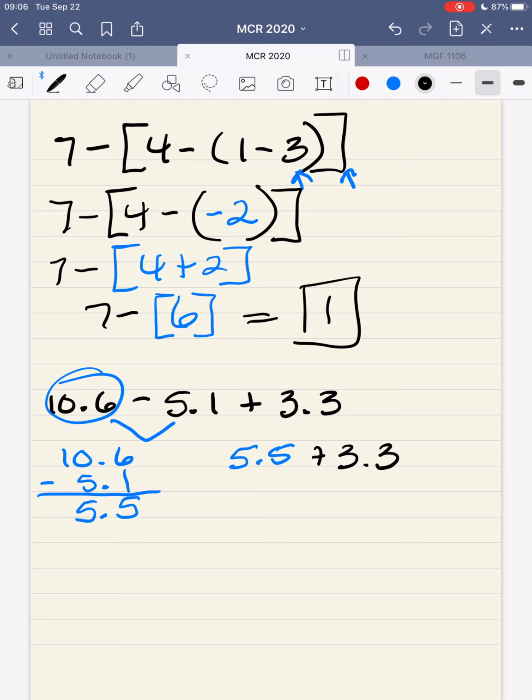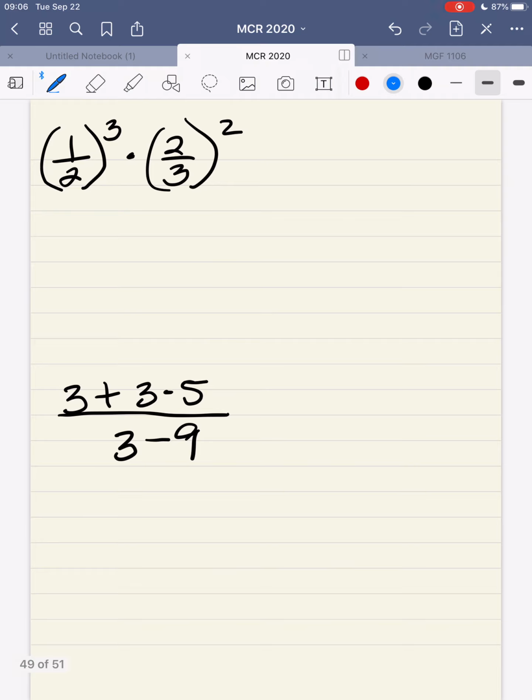And I'm just going to add these two together. Okay, so 5.5, 3.3, nice easy numbers here. I'm adding, so it's going to be positive when I'm done. Lining up my decimal, I have 8.8. And that's going to be my final answer.